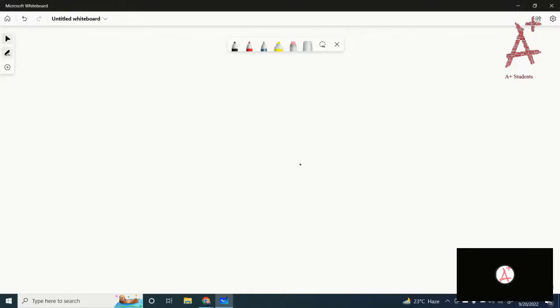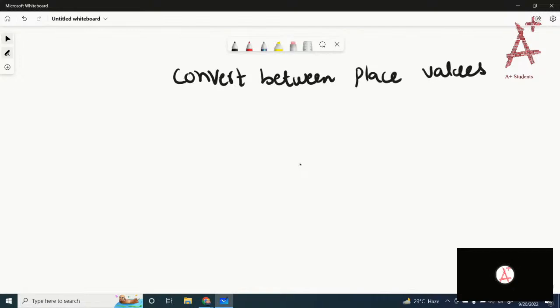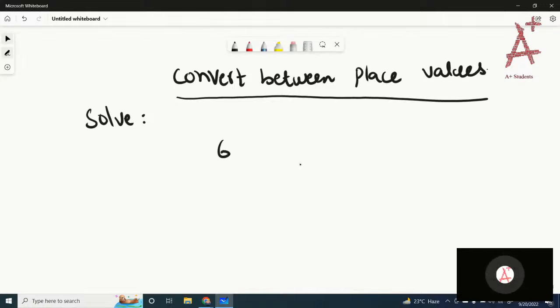Okay, the lesson name is convert between place values. Let's start with an example. You have to solve 6 tens equals how many ones. So we have to count 6 tens. We have to see how many ones are there in 6 tens. So now work out how many ones you can make from 6 tens.